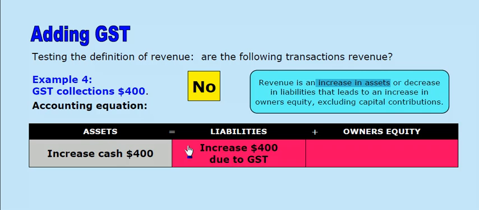But the increase in the GST, or the cash inflow, leads to an increase in the liability, because the business has to eventually remit the GST to the Australian Taxation Office. It's a liability. Owner's equity is not affected by the transaction, hence it cannot be a revenue transaction. Owner's equity doesn't go up, hence it is not a revenue type of transaction.